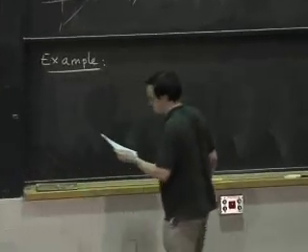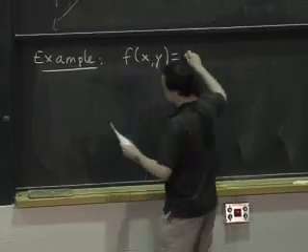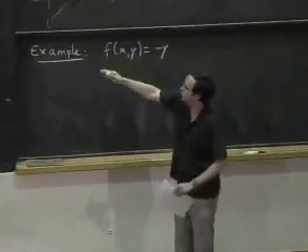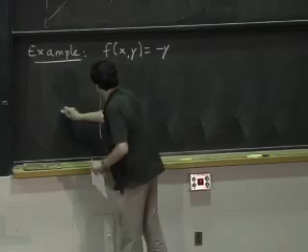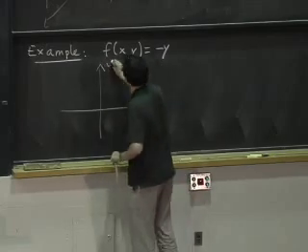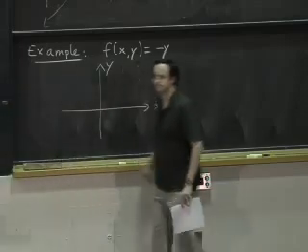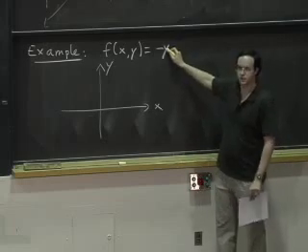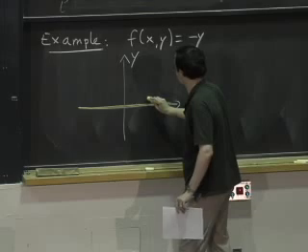Let's do an example. Well, let's do a couple of examples. So let's start with f of x, y equals minus y. I'm going to take the same two examples as there to start with, so that we see really the relation between the graph and the contour plot. So let's try to plot it. So where's the level curve f equals 0 for this one? Well, f is 0 when y is 0. So that's the x-axis. Okay, so that's the level 0.